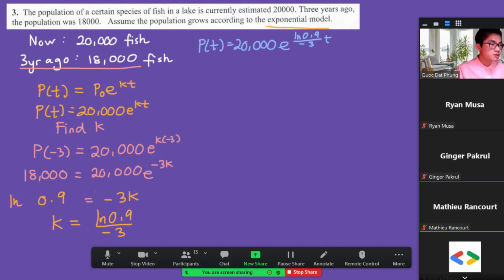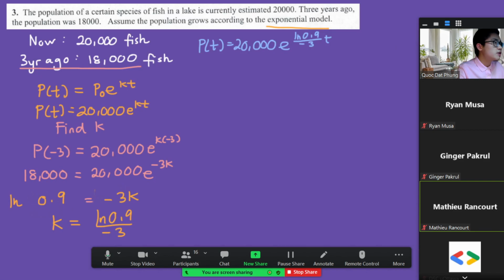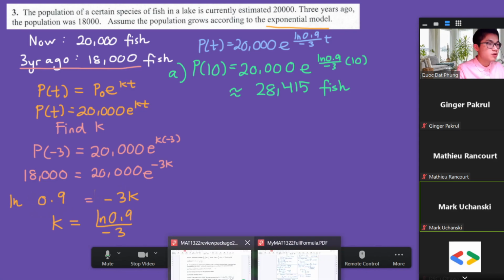Now the first question, so we found a formula, and the first question says, what would be the population in 10 years? So what's the population in 10 years? That would be P at 10 in 10 years. And if you plug that into a calculator, you will get 28,415 fish. So this is for question A. Now let's take a look at question B.